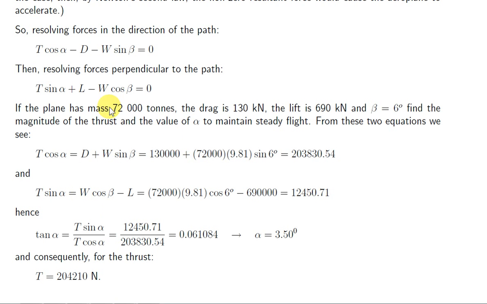Now I just need to make a correction here. This should actually be kilograms. No, sorry. Well, we could leave it as 72 tons. So one metric ton is 1,000 kilograms. See, everything here is in newtons. See, we converted 130 kilonewtons to newtons. So mg, the weight, must be in newtons, so the mass must be in kilograms. So if the plane is mass 72 tons, then in kilograms that's 72,000 kilograms. We multiply by 9.81 meters per second squared, so we get the unit of newtons here for the weight of the plane.